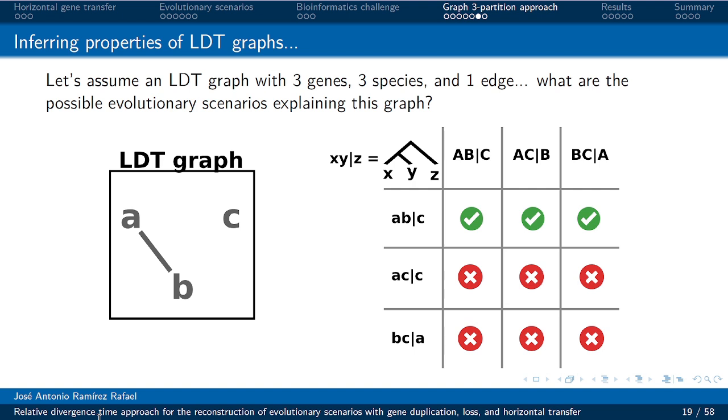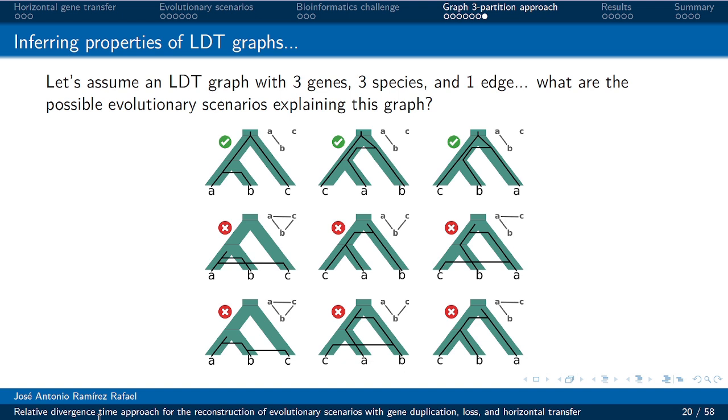So as a quick example, let's assume that we have an LDT graph with the genes, the species, and only one edge. And we can theorize what are the possible evolutionary scenarios that explain this graph. Since we have three genes and three species, we have three possible gene trees, three possible species trees, and 9 possible combinations. We do all the combinations and check when we obtain this graph. And we discovered that there is only one gene tree topology, in which C is the outgroup, that explains this graph. So if you don't believe me, here I have the 9 examples. We can review them later.